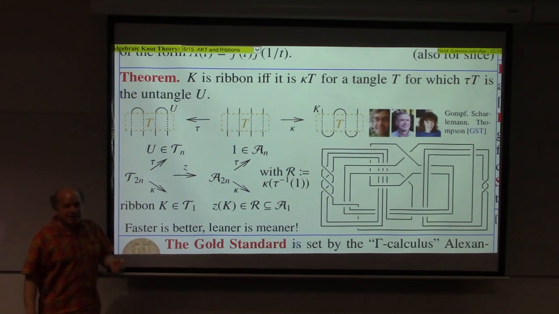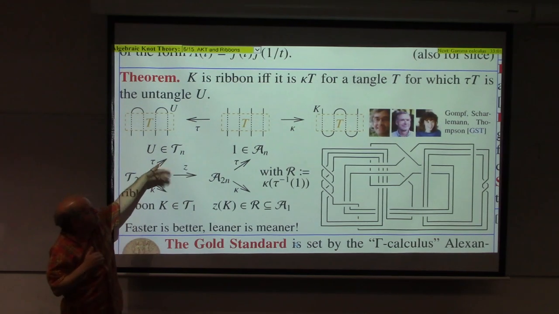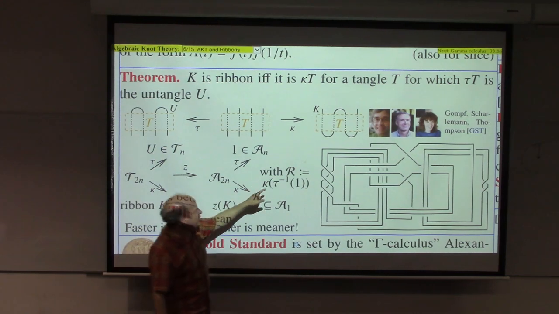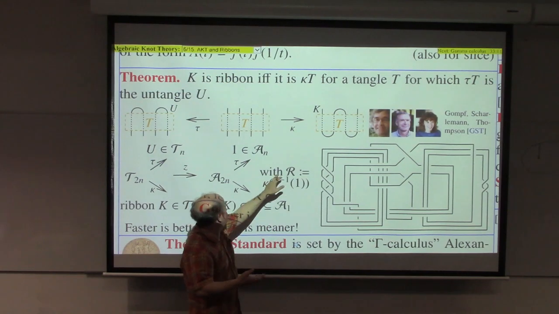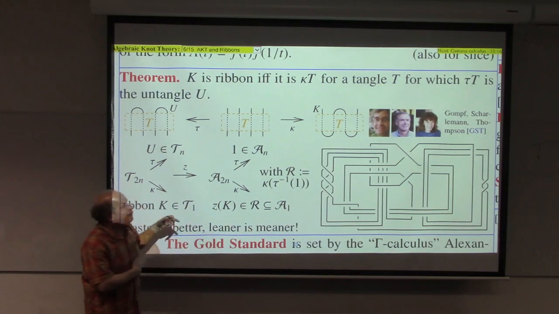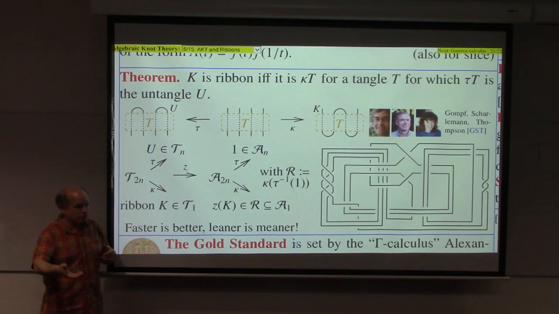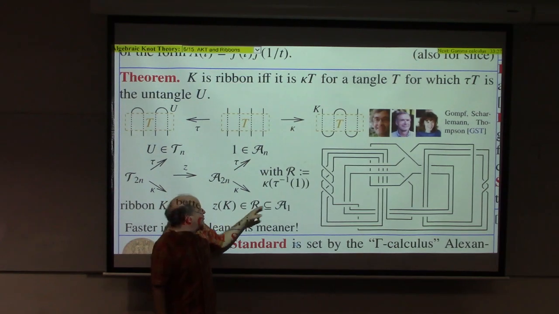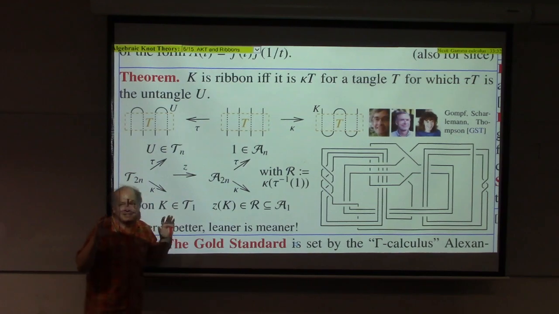If you are lucky, and you need luck here. It's not enough to have a good, well-behaved invariant, you also need to be lucky. If you are lucky, R is smaller than the total space, so R is a genuine subspace of A1. And then if you have a potential counterexample for the ribbon slice conjecture, you feed it into Z. If it comes out outside of R, you know it's not a ribbon, and you win. Okay, so that's the dream.